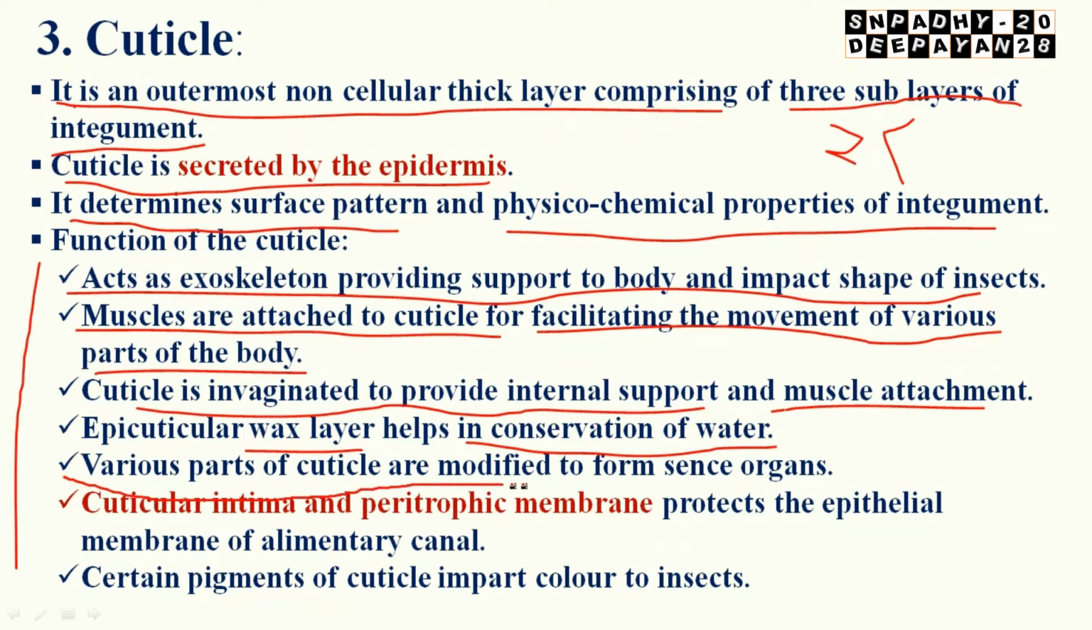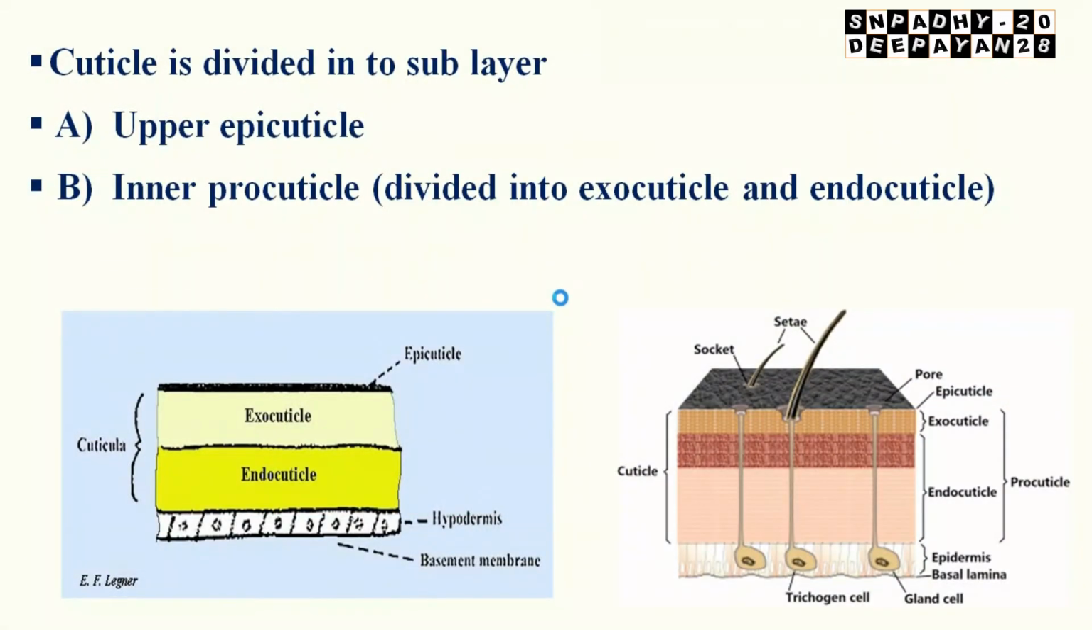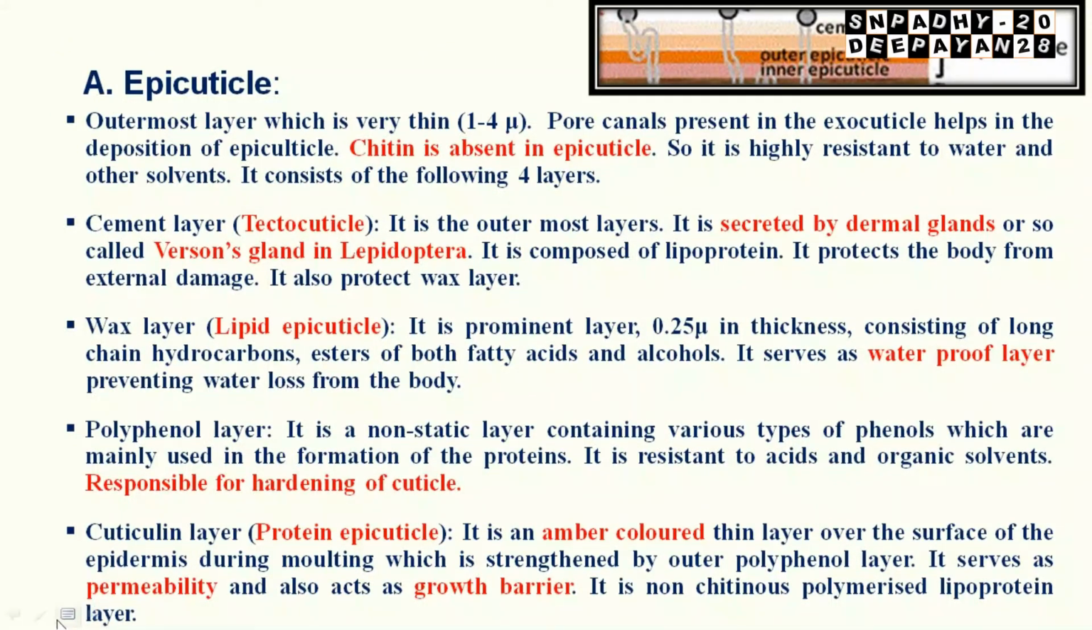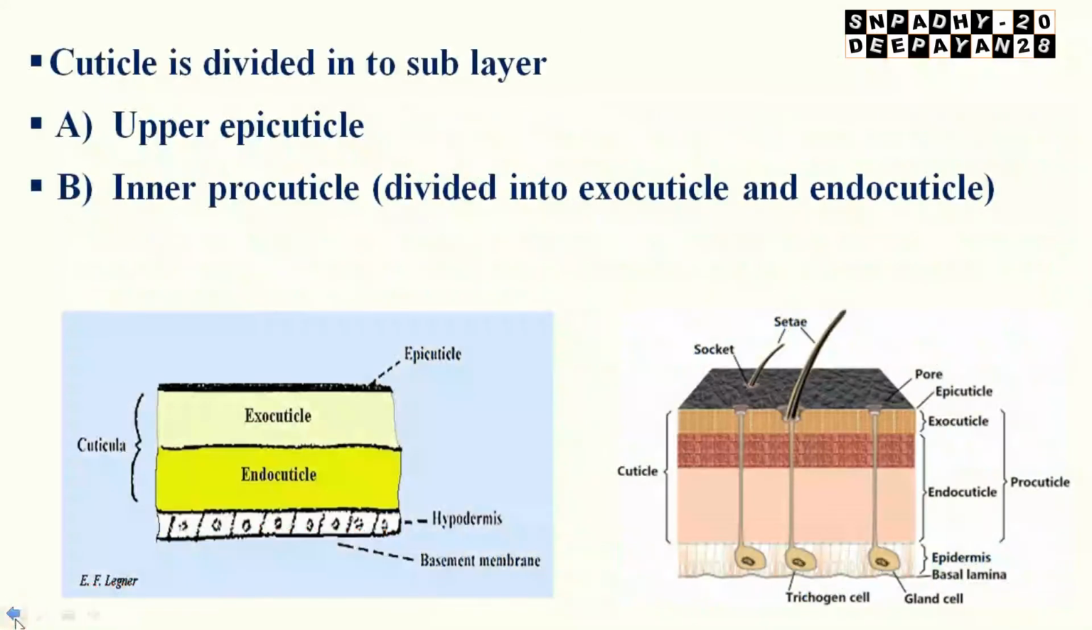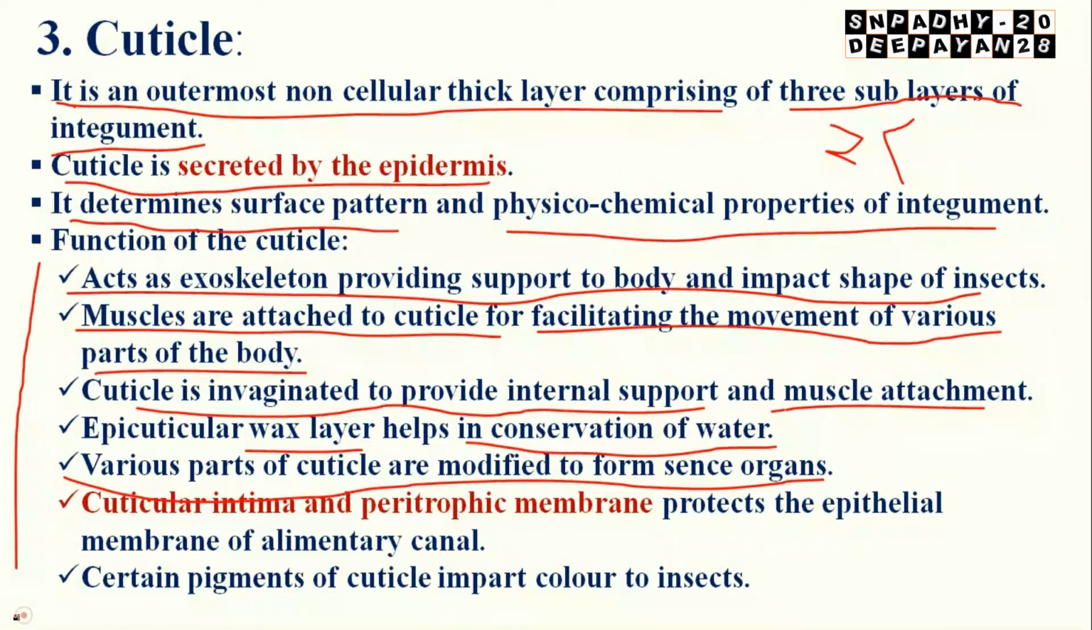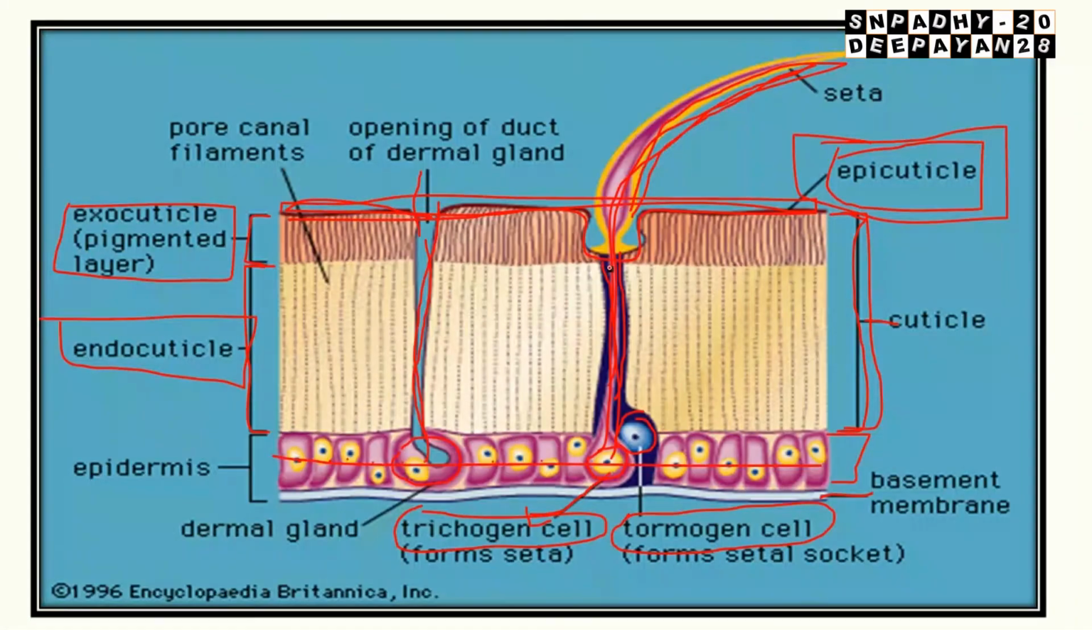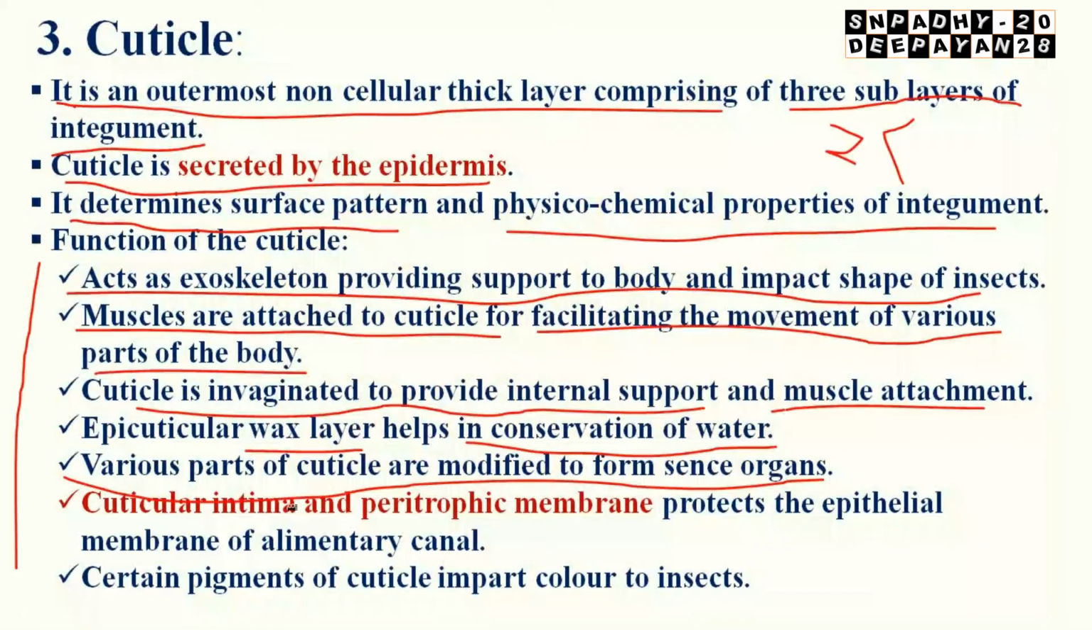Various parts of cuticle are modified to form sense organs. They will produce these sense organs, just like setae we have seen now. The setae is a sense organ. What is that one? It is going forward. I need to go backward. This setae is produced from this cuticle itself, from the epidermal nodule, but through cuticle, which is forming a setae.